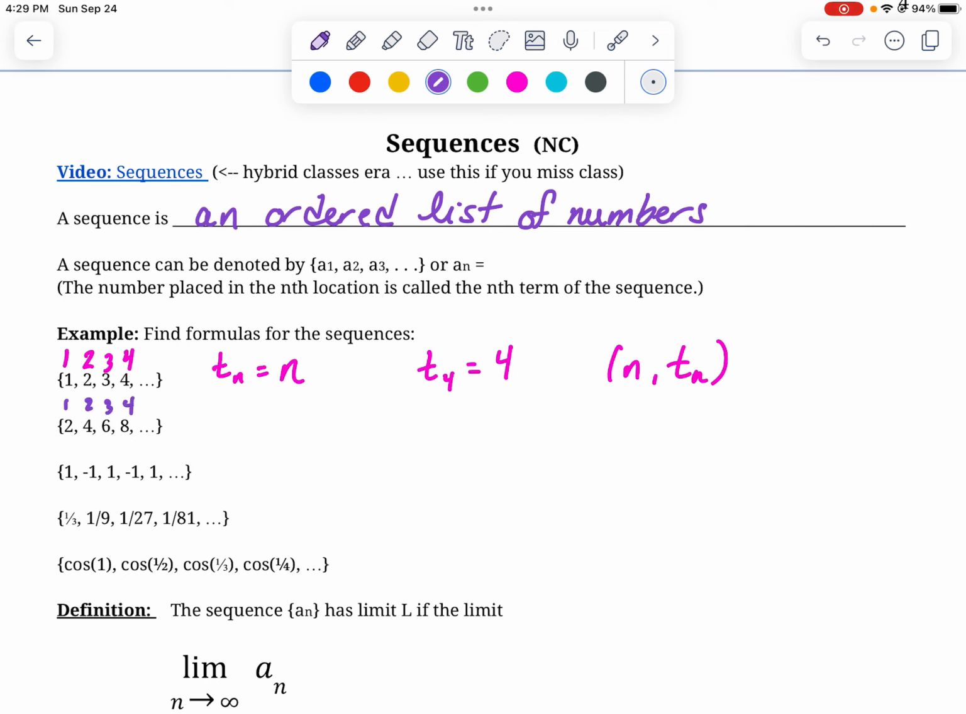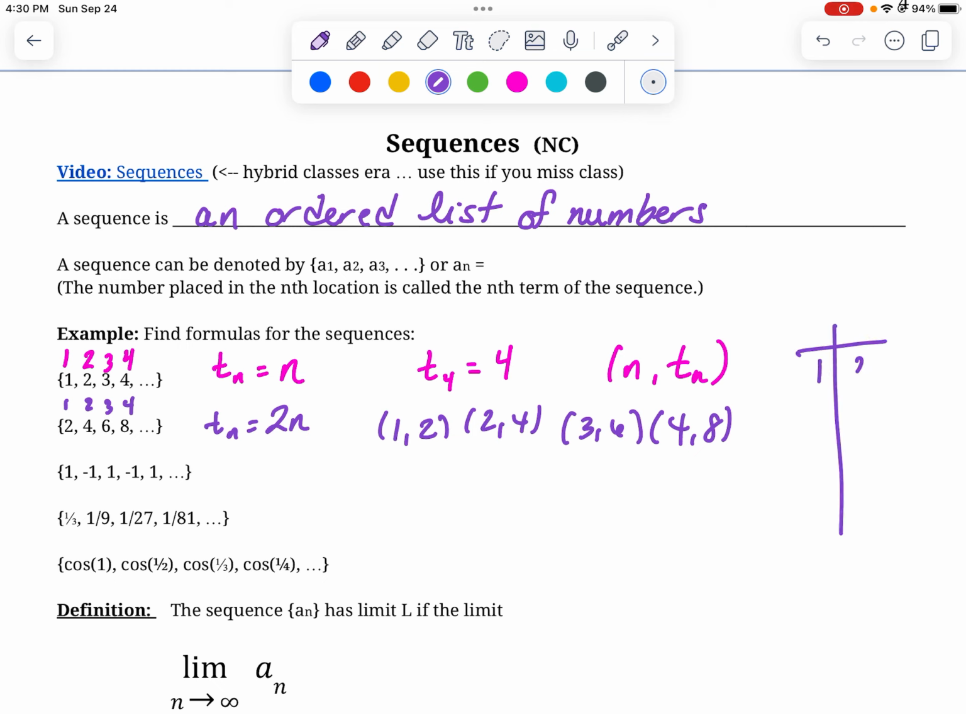The next one, therefore, if we think again about first, second, third, and fourth terms, the fourth term is 8, the third term is 6, the second term is 4. That means that every term is 2 times the position of that term, right? Think about the fact that these are like having these ordered pairs, right? And so if you were thinking of that like an input-output table, the pattern is you take the input times 2. And that's what we're saying in that formula.